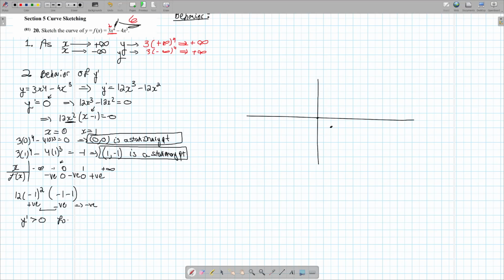When's it positive? For x greater than 1, right? For x greater than 1. And then y prime would be negative for, when's it negative? X less than 1, right?